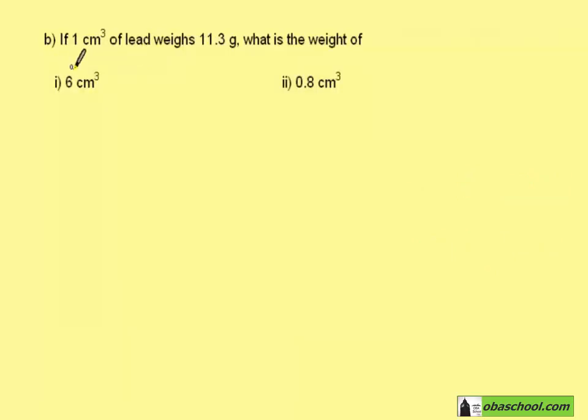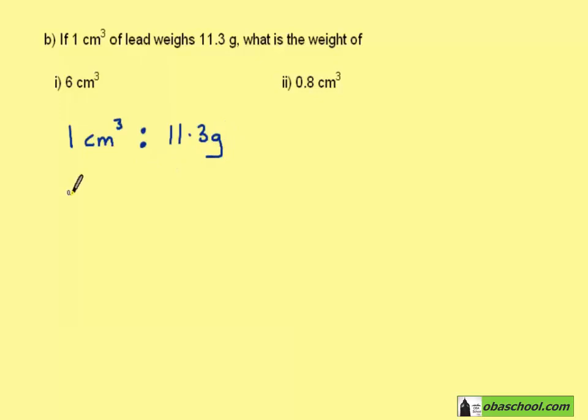Consider this as an example. If 1 centimeter cubed of lead weighs 11.3 grams, what is the weight of 6 centimeters cubed of lead? We can use ratios if we want. 1 centimeter cubed is equivalent to 11.3 grams.